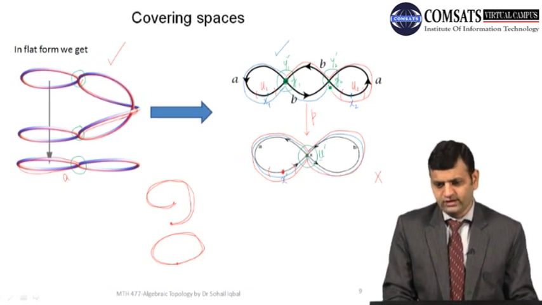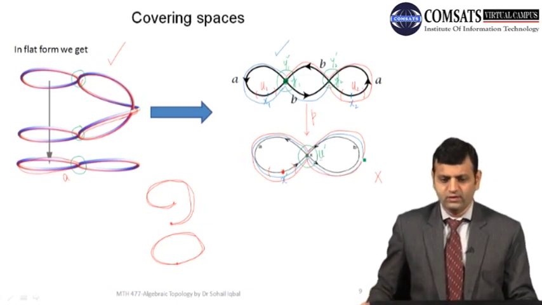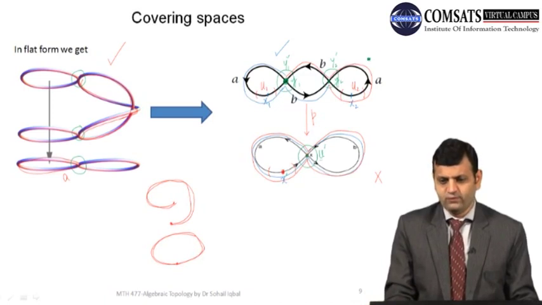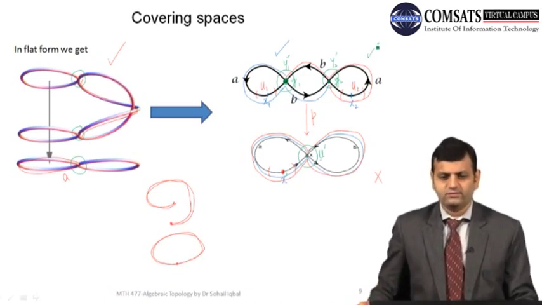So one edge of B coming in, one edge of B going out, one edge of A going out, one edge of A coming in. In other words, we can say that this U prime is homeomorphic to this y1 prime and this y2 prime. So all the properties of the covering space are satisfied. So this is one covering space of capital X.